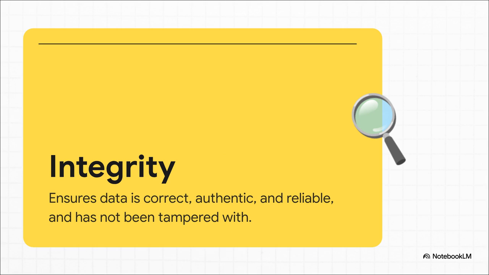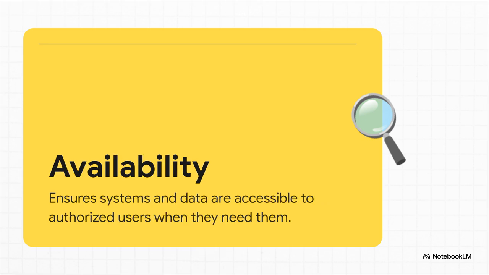Okay, next we've got integrity. This is all about making sure your data is trustworthy, that it hasn't been secretly messed with. Imagine if someone snuck into your house and swapped the sugar with salt. Everything would look the same, but it's completely corrupted. Integrity makes sure that the email you send is the exact same email that gets received, with nothing changed along the way. And the final piece of this foundation is availability.